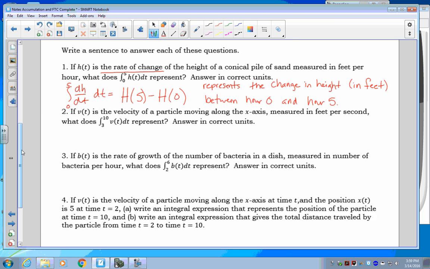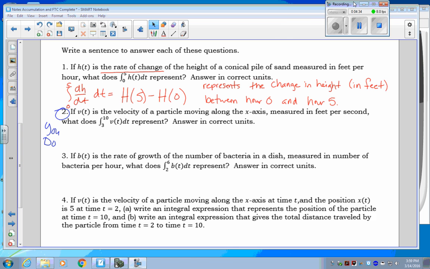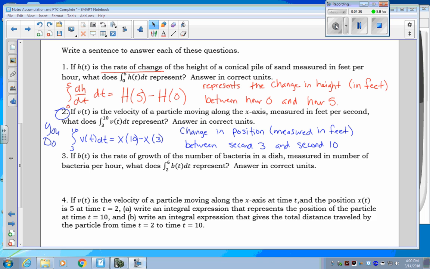So, number 2, I would like for you to try number 2, please. Please pause the video here to complete number 2. Here is my answer, that this is the change in position, which is measured in feet, between second 3 and second 10. Please pause the video here if you need to write anything else down.